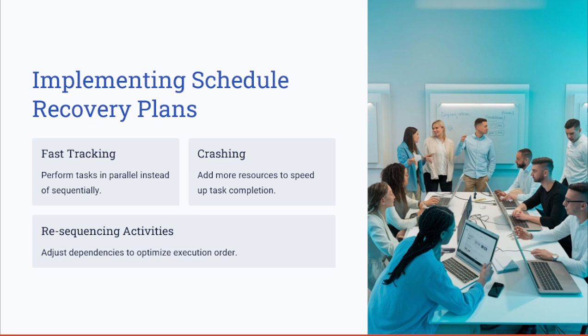The increase in cost comes when you are crashing, because you're adding extra materials or extra resources. Reduced quality comes when you are fast tracking, because you are working on different tasks in parallel. So it's important to evaluate the trade-offs before implementing the recovery plan. Also, we talked about resequencing the activities to adjust the dependencies and optimize the execution order. Think of these as schedule recovery plans and techniques to help you overcome these delays.